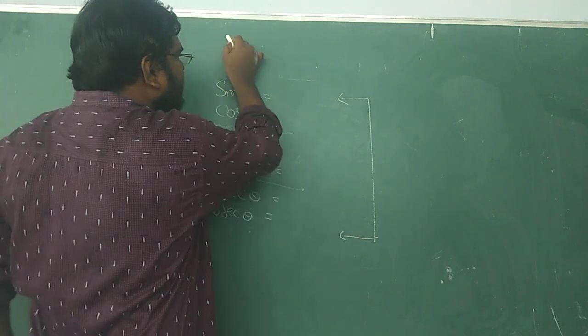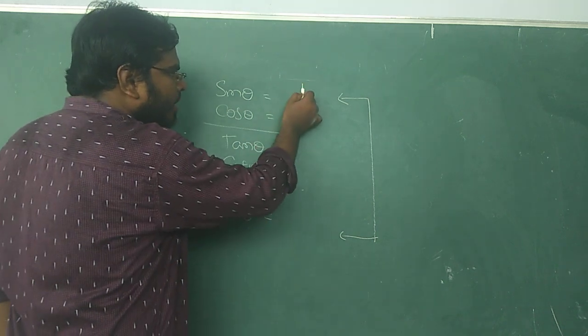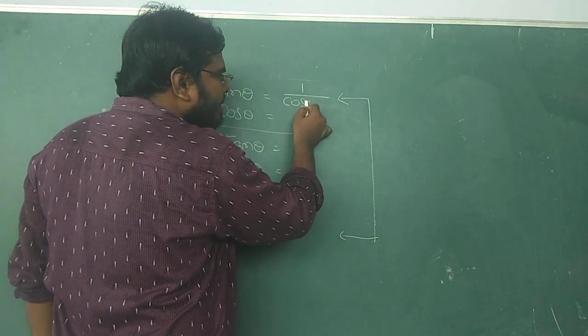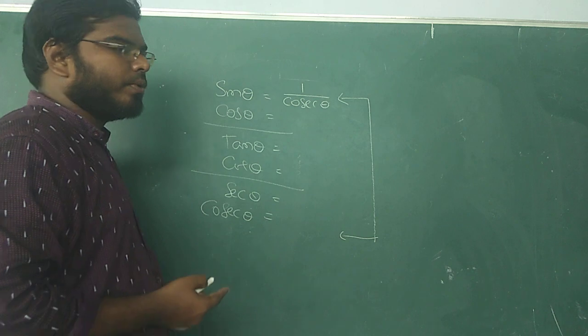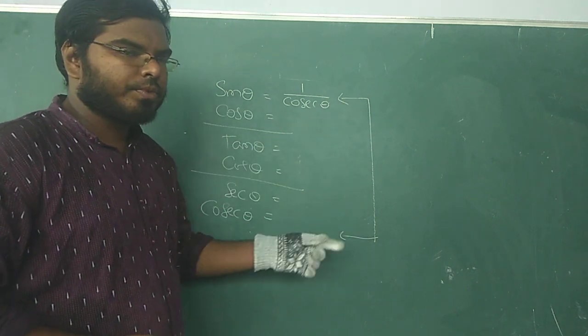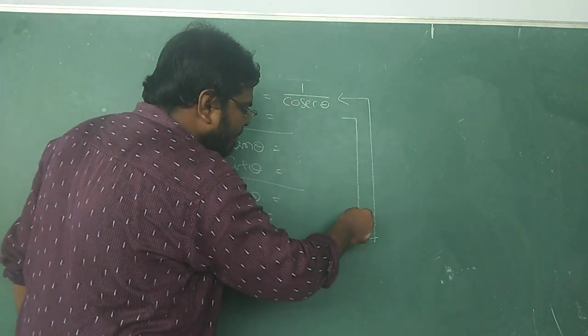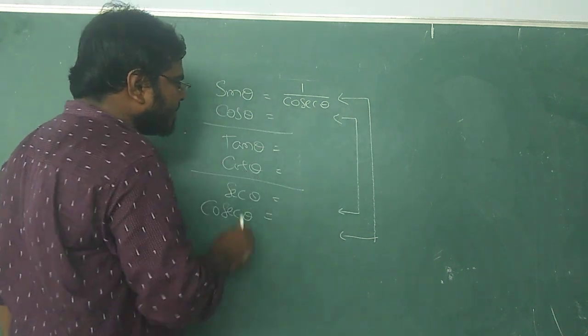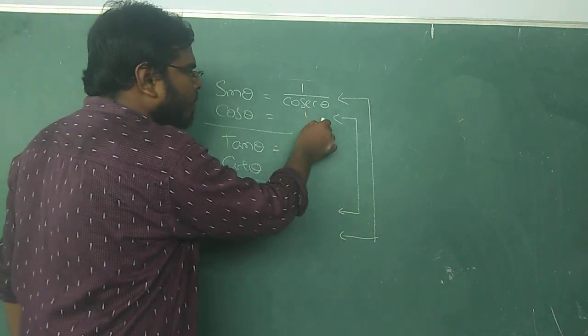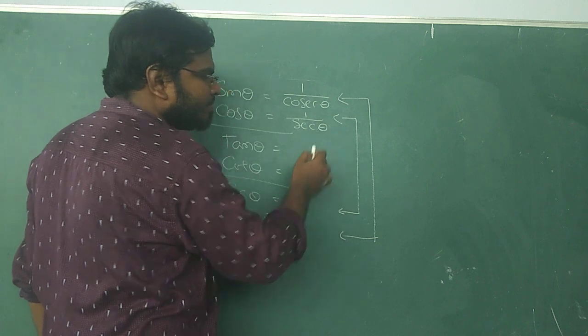Now I am writing here reciprocal. Sin theta is equal to 1 by cosec theta. I already told you it's a reciprocal, opposite now. And this line makes cos theta equal to 1 by sec theta.